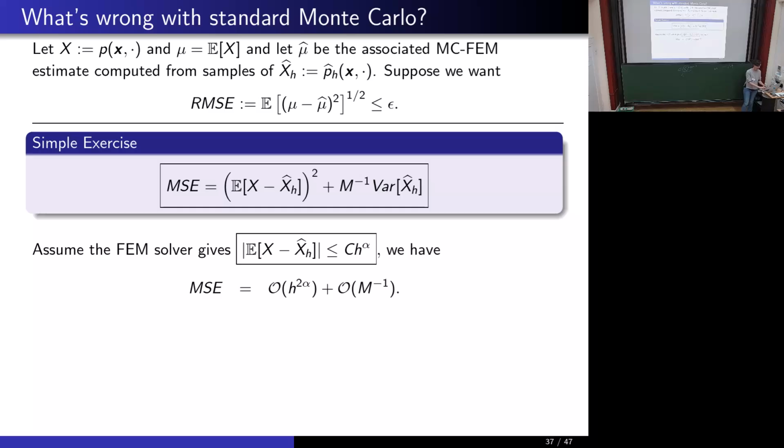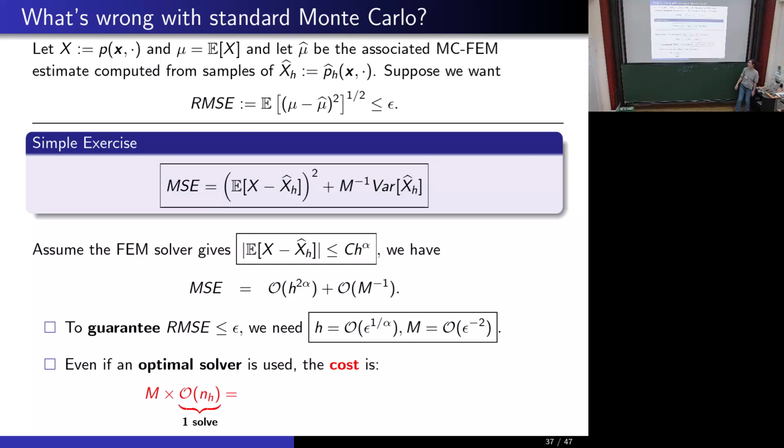And then we say, okay, this is how this is going to behave as I refine my mesh. This thing depends on m to the power minus 1. So if I want mean square error to be less than root epsilon squared, then this is how h and m are going to have to scale. At this point I'm just saying this is how the first contribution to the error behaves as I change h, and this is how the second contribution to the error behaves as I change m.